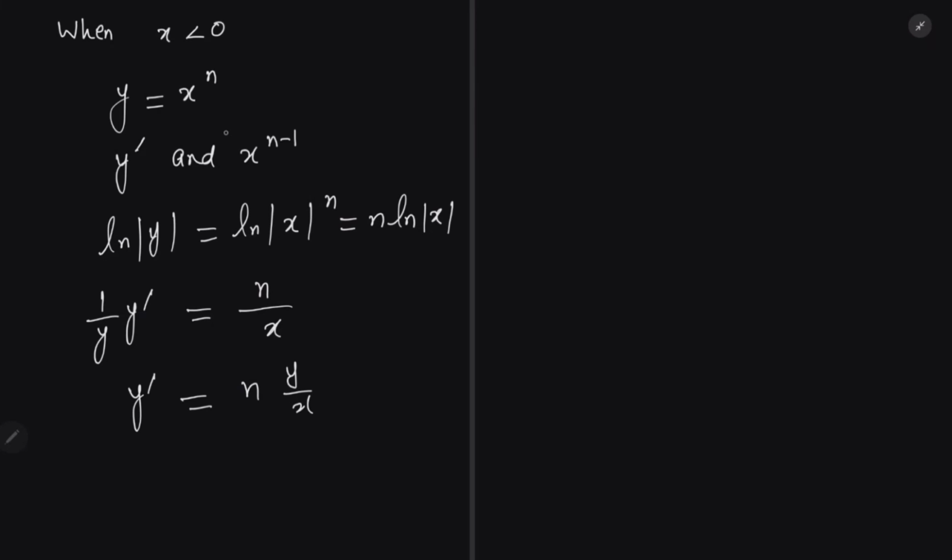So we are proving the derivative of x^n when x is less than 0, we need to find the derivative of such function. y was x^n, so y dash is n y over x, which is n x^(n-1). Okay, so this is just a derivative on the left hand side. We integrate that and we get the answer at the end.